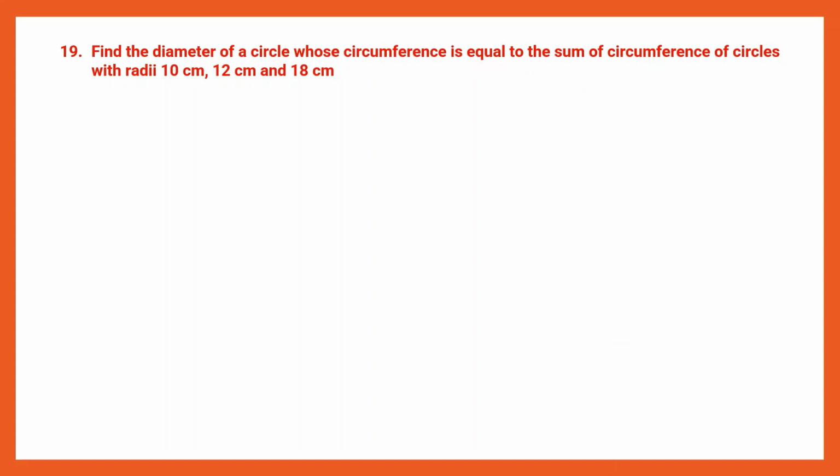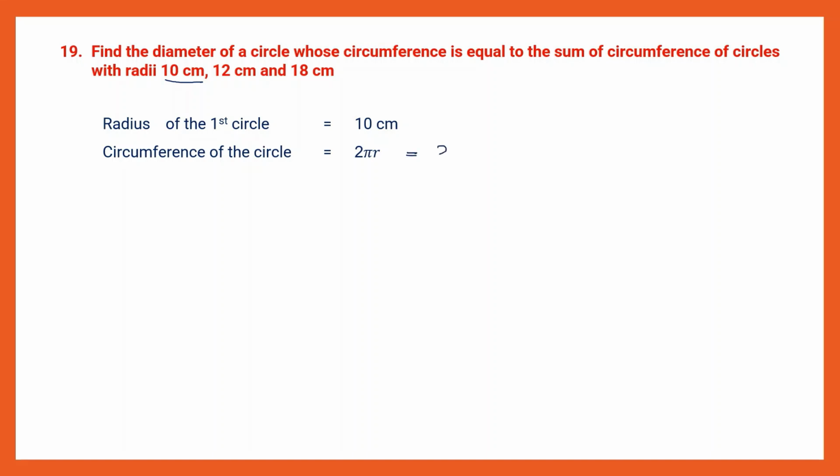So let's begin slowly and carefully. Radius of the first circle. Okay, so the first circle is given to us in the question itself. Radius is 10 centimeters. So the circumference of that circle, we have to use the formula 2 pi r.